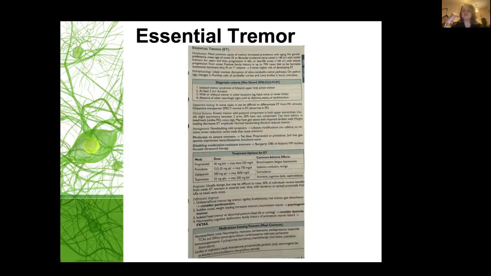And avoid medications that cause tremor. So that will involve just looking at their medication list and seeing if there's anything they're taking that could possibly be causing this. Now, if they're having it significantly and it's affecting their life, then we usually start off with propranolol and primidone.